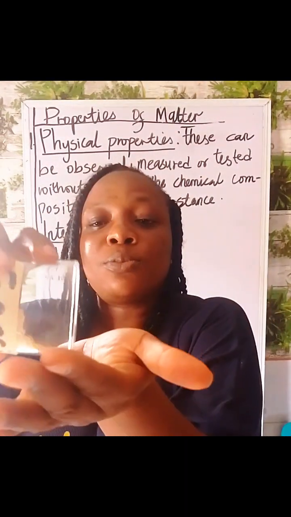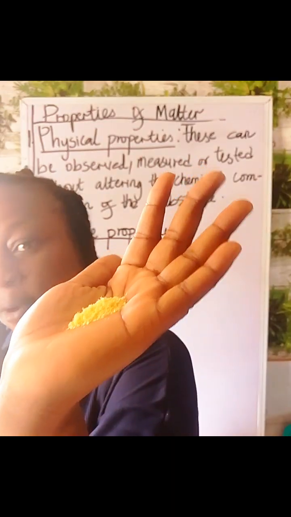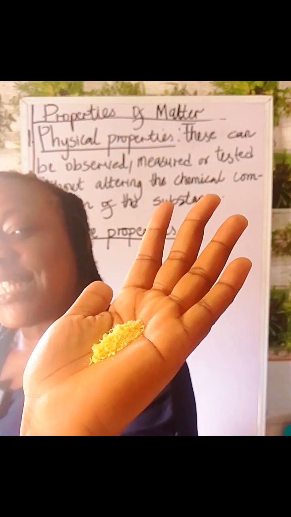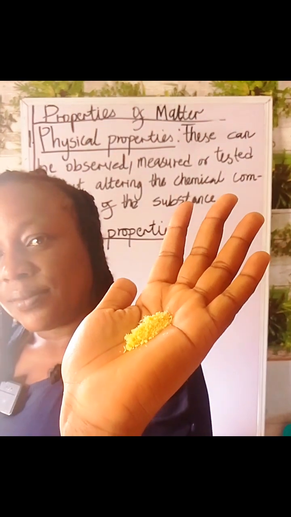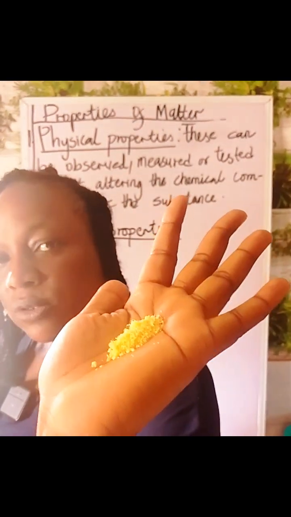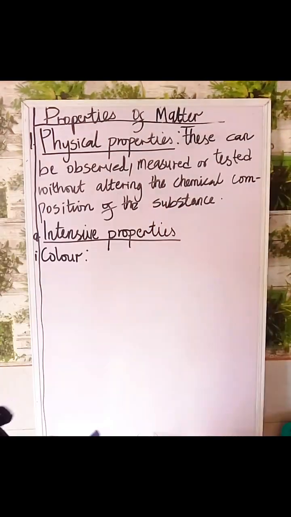This now, if I should put a small amount in my hand, have you seen the one in my hand? It's still the same color. Have you seen it? The color doesn't change. That is intensive property. Understand? Intensive property does not change despite the amount. Amount does not affect it. Have you seen it? Then the second one we have is density.